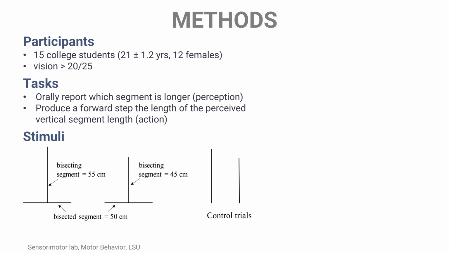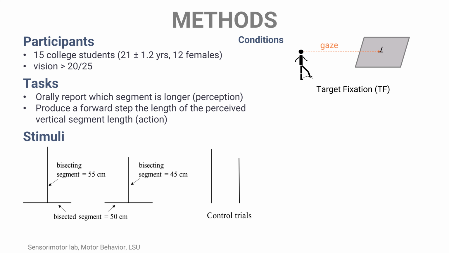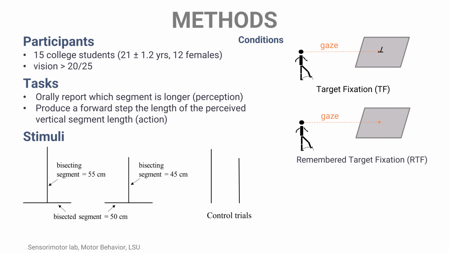The step was performed on the floor, which was different from the stimulus presentation plane. There are three conditions. While making the step, they fixed their eyes on the segment intersection, which was the target fixation condition. Or while making the step, they still looked at the intersection, but the stimulus disappeared. We call this remembered target fixation. The last condition is movement fixation. Participants looked down while stepping.